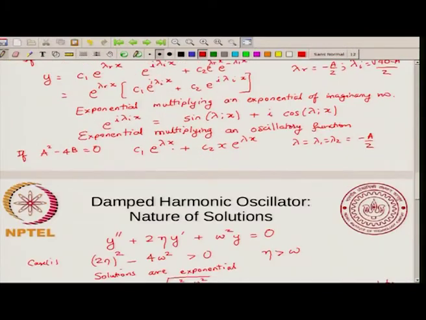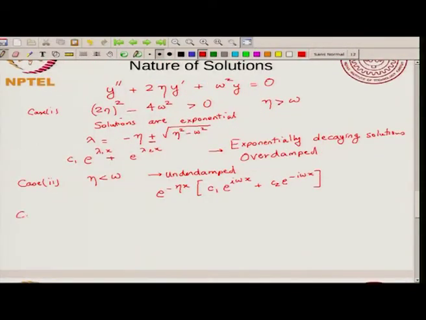The third case, eta equal to omega, is called critically damped. Here the solution looks like e to the minus eta x, C1 plus C2 x.